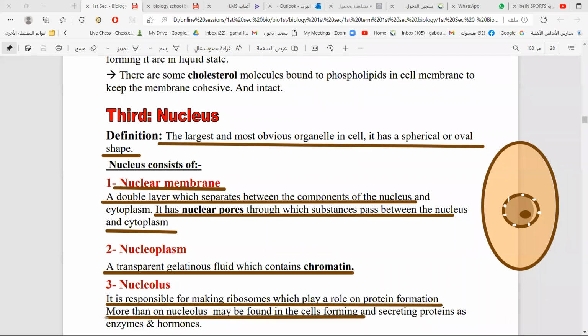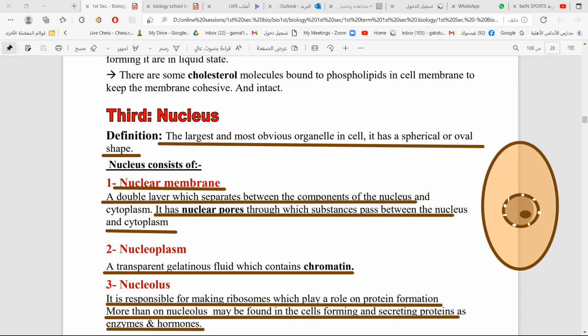May be found in some cells, and there are some cells that don't have a nucleus. And also the ribosomes help in formation of some enzymes and hormones.